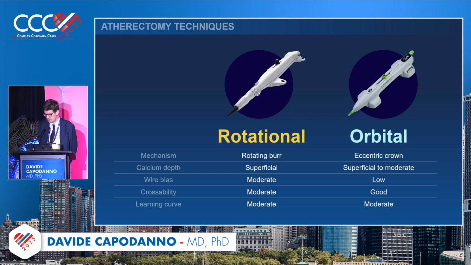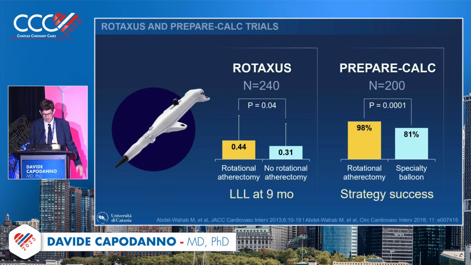Talking about atherectomy techniques, rotational and orbital, of course, the mechanism is a bit different: the rotating burr for rotational atherectomy, the eccentric crown for the orbital atherectomy. In terms of the calcium you are able to ablate, essentially it's superficial for the rotational atherectomy, and superficial to moderate if you use the orbital atherectomy. And there are some differences, again, in terms of crossability, and the learning curve required by both is quite moderate, I would say.